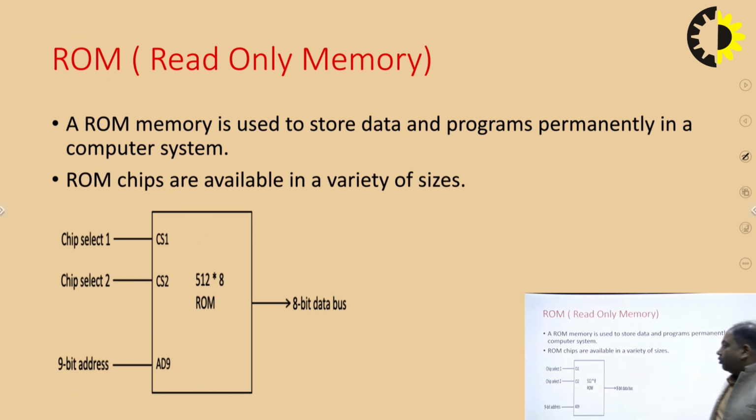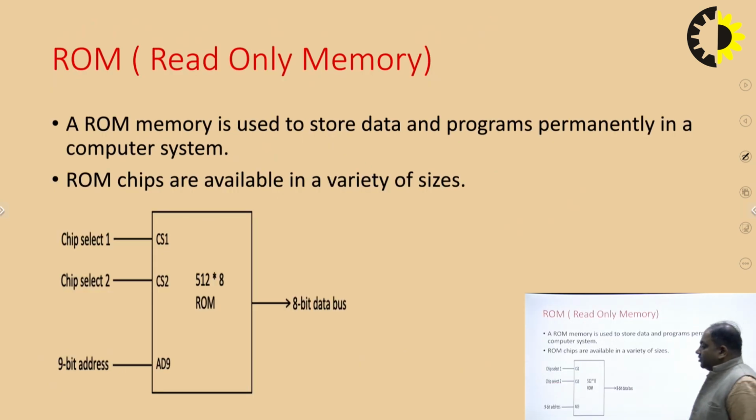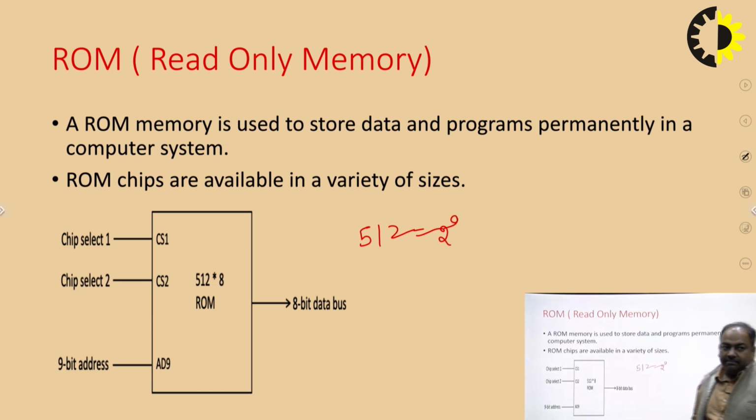Now the structure of ROM. In the structure of RAM, one extra thing is we have read and write operation. The read and write operation is in the RAM, but in ROM there is no read and write operation, because in this ROM we only store the information, and here we are using a 9-bit address. Why? Because 512 is equal to 2 raised to the power 9. So we are using a 9-bit address because the address lines are denoted by 2 raised to the power n.